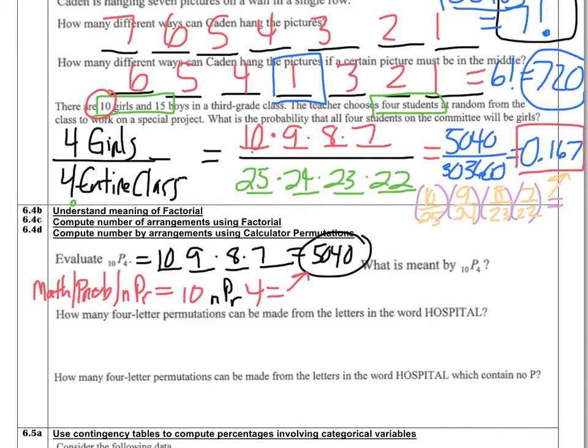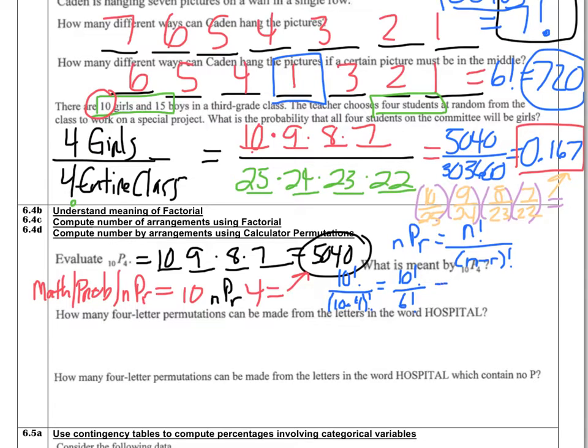Now the third way you can do it is actually to use the formula for this that uses factorials. And here's what the formula is. It says NPR is equal to n factorial divided by n minus r factorial. So if we apply this to this formula, what I would write is I would say 10 factorial is divided by 10 minus 4 factorial. That's going to be 10 factorial over 6 factorial.